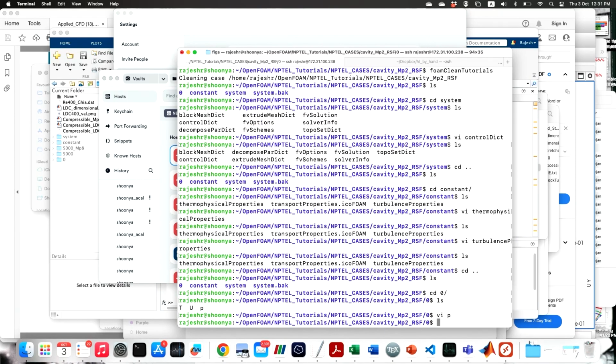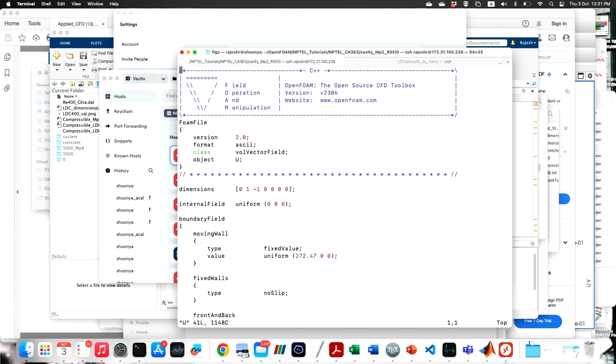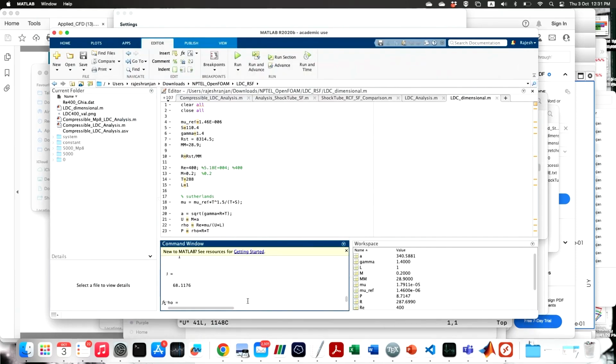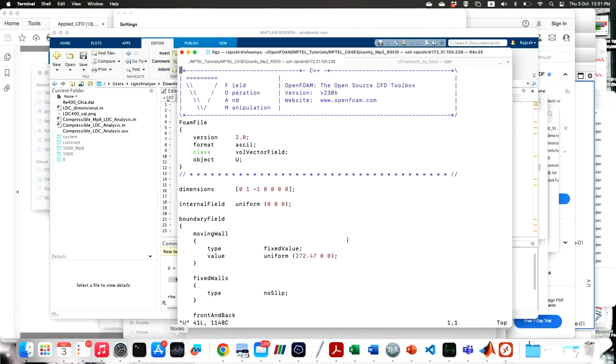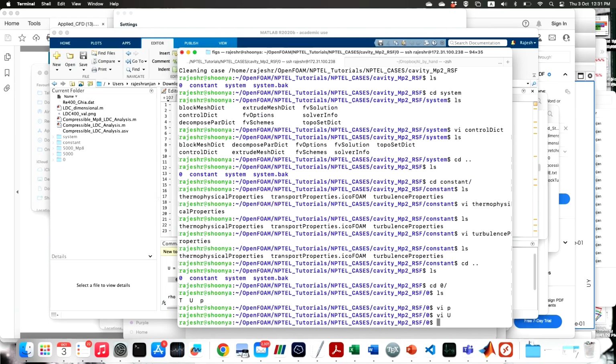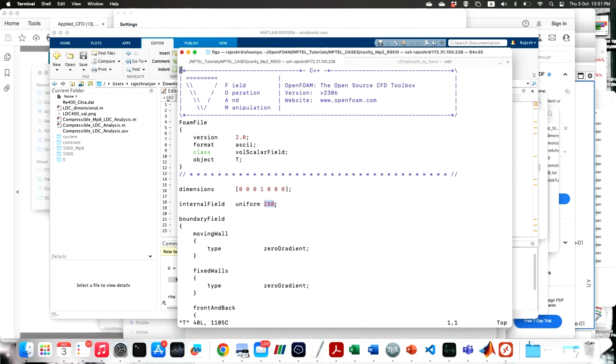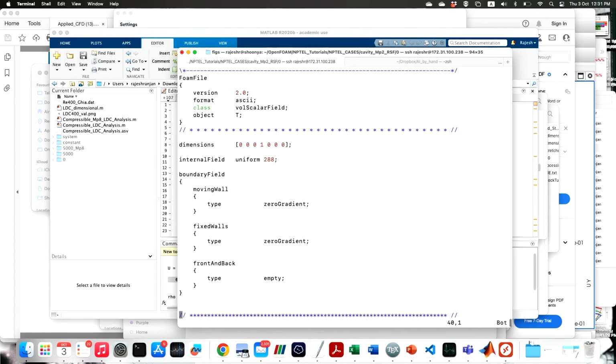Okay, and similarly you have to change the value of velocity also. Okay, what was the velocity here? So 68.1176, that is for Mach 0.2. 68.1176. Okay, and now since we have assumed the temperature, you also have to give the temperature. I am taking the temperature as 288, right.